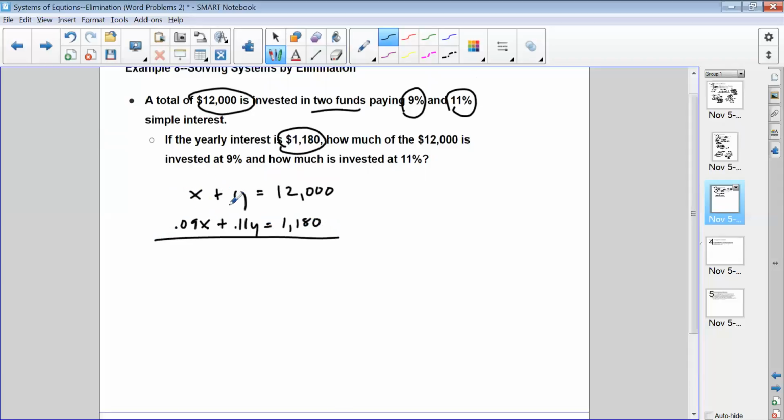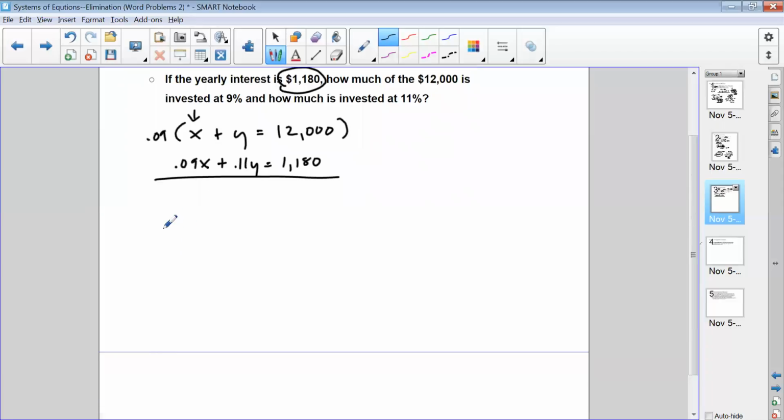So there's my system, and I'm just going to go ahead and eliminate X. We could eliminate Y if we chose, but it's everybody's choice as they go through their problems. So I'm going to multiply this top equation by 9%, or 9/100ths. That's going to give me 9/100ths X plus 9/100ths Y is equal to, and when I multiply 12,000 times 9/100ths, I get 1,080. And then I've got my original that I'm just going to rewrite.